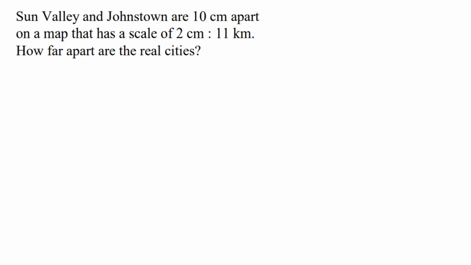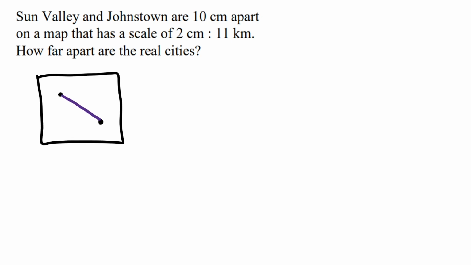Sun Valley and Johnstown are 10 centimeters apart on a map that has a scale of 2 centimeters for every 11 kilometers. How far apart are the real cities? So again, on a map, we've got our 2 cities that on the map are 10 centimeters apart. So we want to know how many kilometers apart they are in real life.